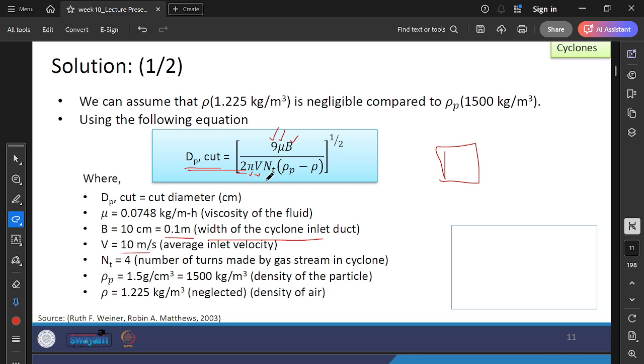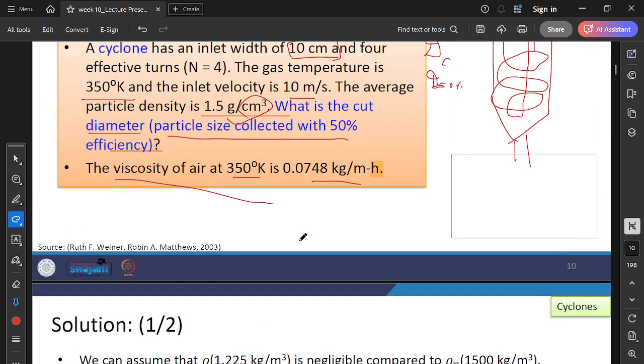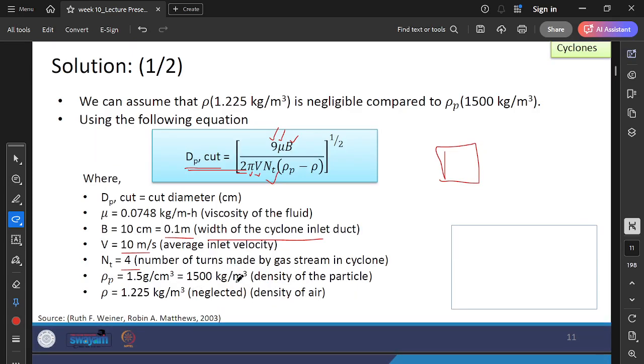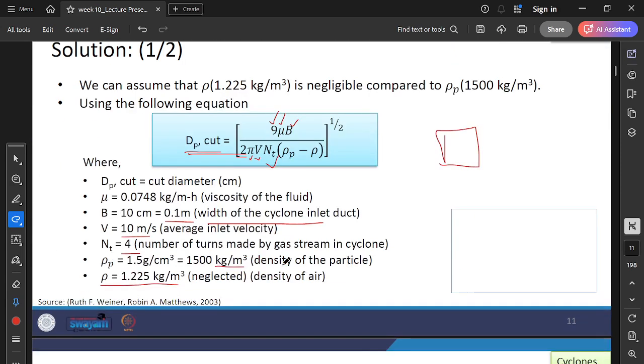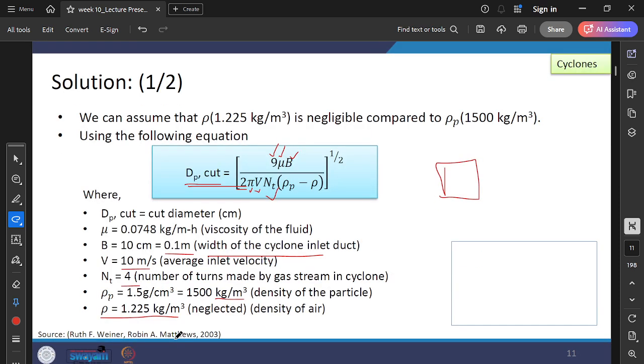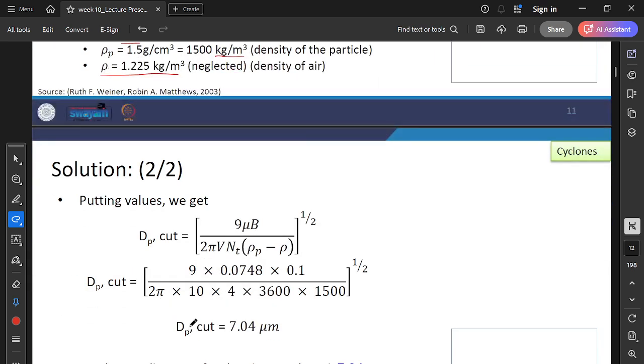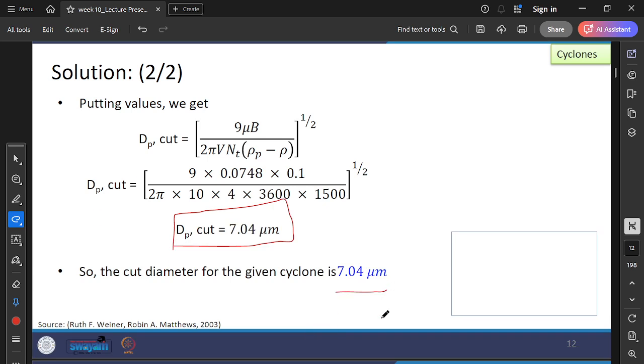Then pi is known, and V is the inlet velocity, so 10 meter per second we know. N_t, the number of turns, is 4 turns. And for rho_p minus rho, the particle density they have given us is 1.5 gram per centimeter cubed. Convert it to kg per meter cubed, which is the standard SI unit. The rho you can take as 1 or the given value also. The viscosity of the air you can take as neglected or taken as 1. If you substitute, you will get the cut diameter. So the cut diameter will be 7.04 micrometer. You got it? If you have any doubt, please post it in the chat box.